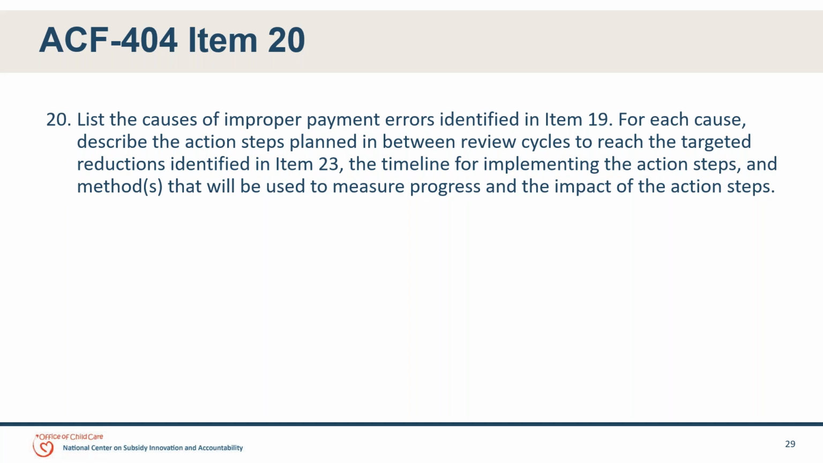All right, moving on to item 20. This again asks for a list of all your error causes. And here you're going to give your plans for reducing error. You'll describe your planned action steps, the timeline for implementing the action steps, and the method or methods that will be used to measure progress and impact of the action steps.